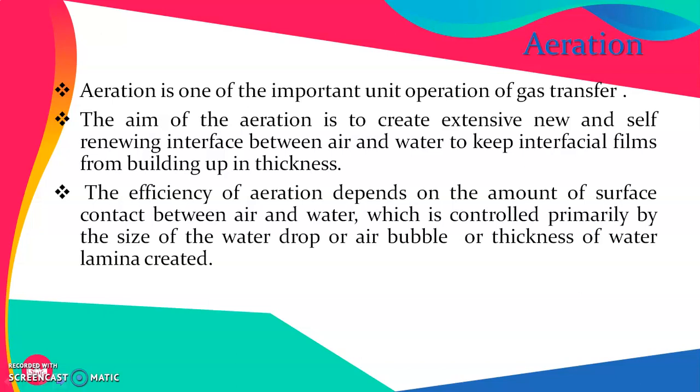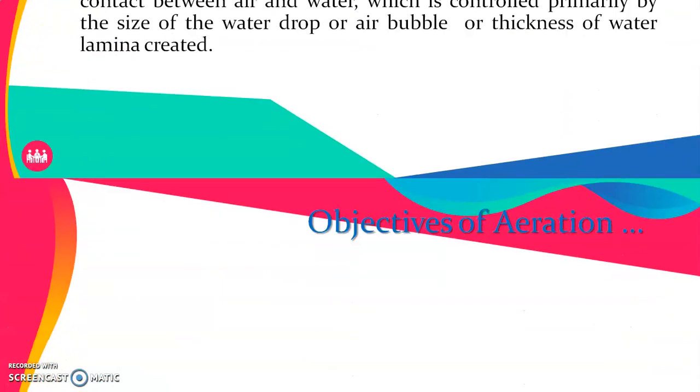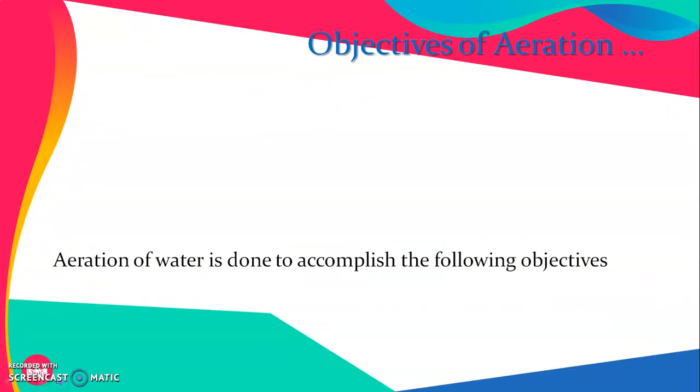The efficiency of aeration depends on the amount of surface contact between air and water, which is controlled primarily by the size of the water drop or air bubble or the thickness of the water lamina created. So in this process, we improve the contact of air and water by converting the water flow into either water drops or a thin water lamina, or we introduce the air into a body of water in the form of air bubbles, so that there will be more and more extensive contact.